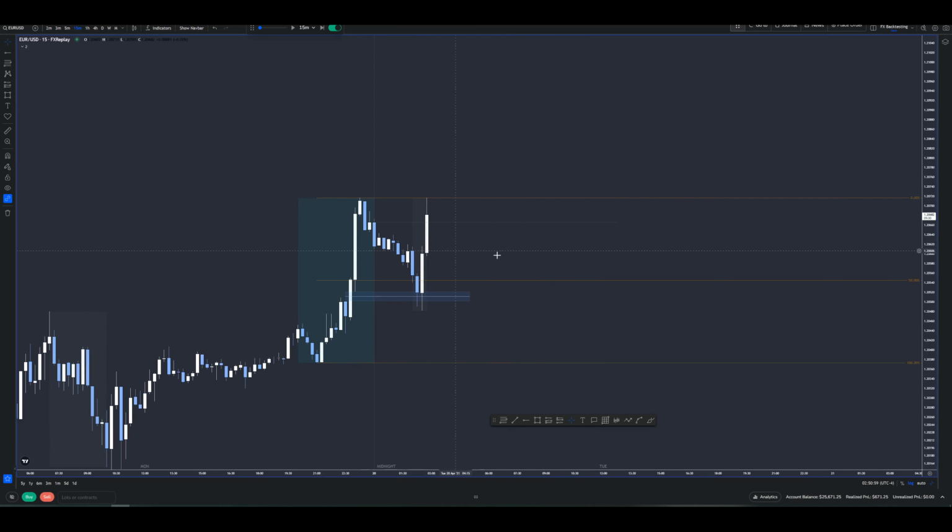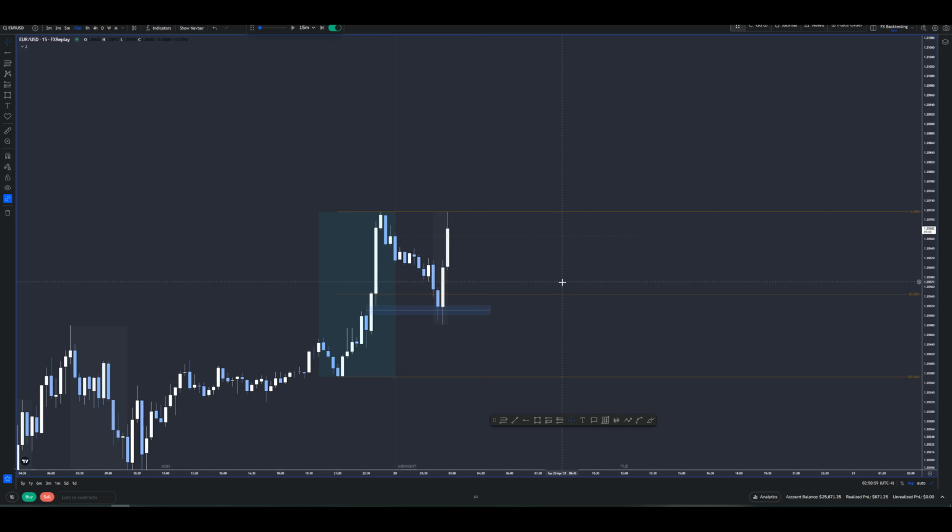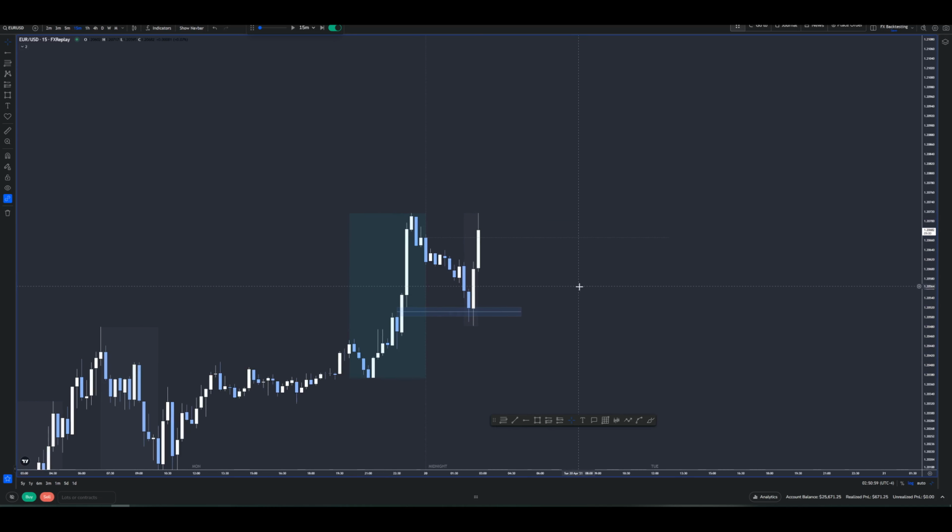And we came down very slowly. We didn't come down with heavy displacement to this level, so that's also a thing that I took into consideration. But yeah, that was a very nice trade.